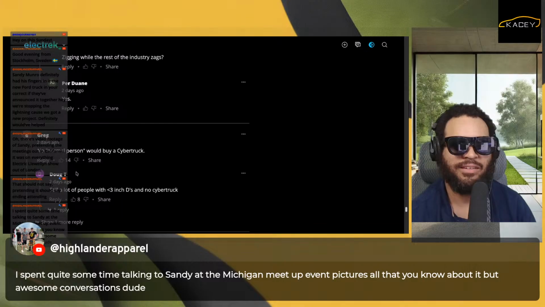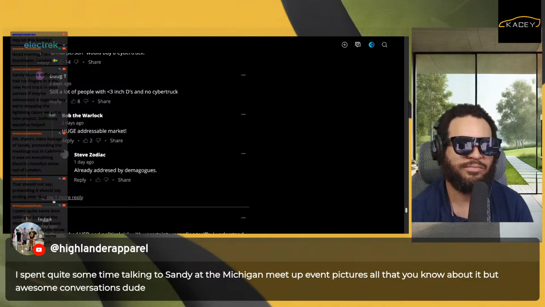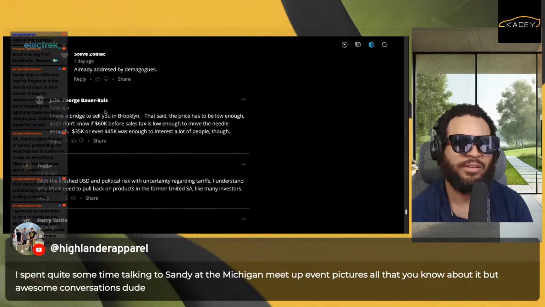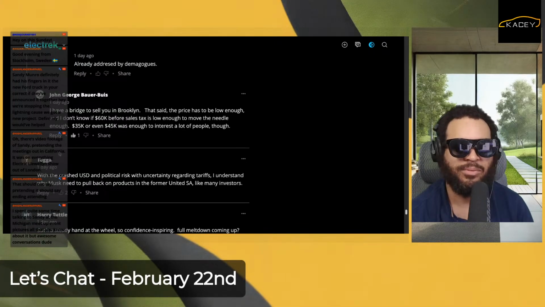Yes. No normal person would buy a Cybertruck. A lot of people. Oh my goodness. Huge addressable market. Richard in Brooklyn said the price has to be low enough. So I don't know if 60K before sales tax is enough to move the needle. 35 or even 40 was enough interest for a lot of people though. Yeah, absolutely. If it still came out at 49.9, that trim, assuming it wasn't missing everything like the 69,000 model was, it would always be out of stock. People would be in line for it.